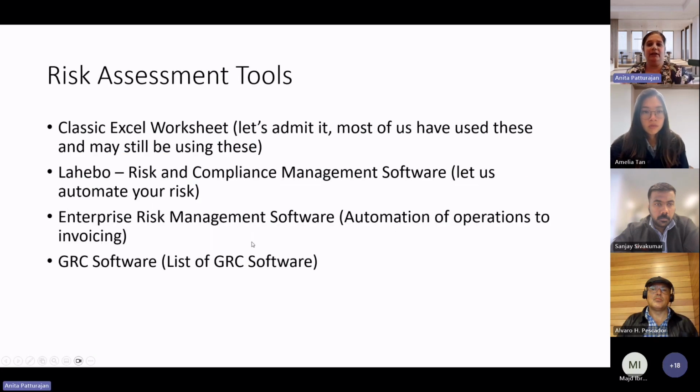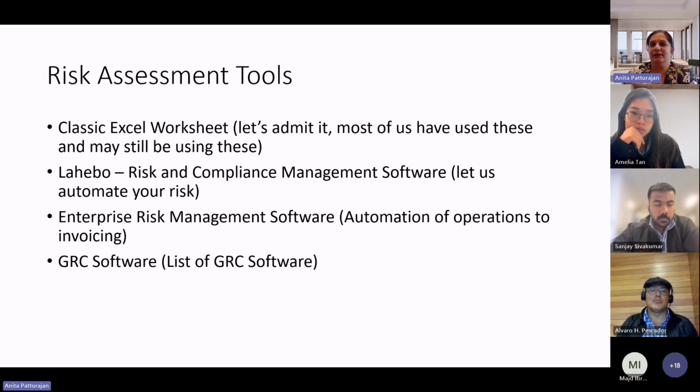I know we're running short of time, so we've got 3 more minutes. I'm going to quickly talk to you about some tools that you could potentially use. Of course, the classic Excel, let's admit it, most of us have it, and maybe some of you may still be using it. If you need any help with that, let us know. If you want any templates, we're happy to share them with you as our customers.